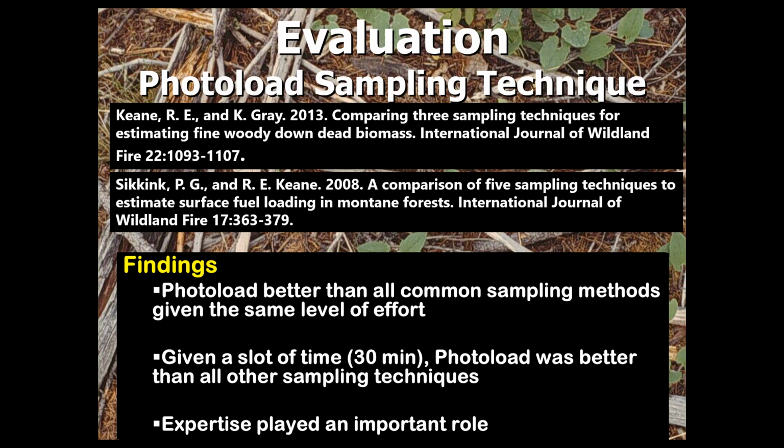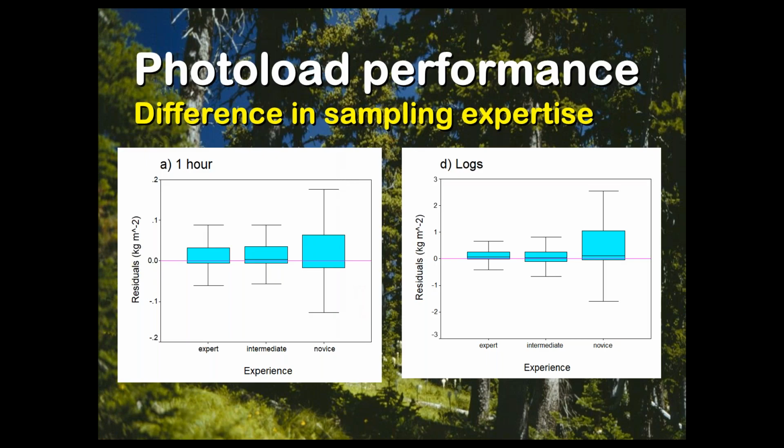In order to sample at the Photoload's level of accuracy, you would need over 1 kilometer of Brown's transects on a 400 square meter plot, which is almost impossible and very impractical. So given a slot of time, if you want to measure on a plot and you want to do everything in less than 30 minutes, Photoload was better than all sampling methods, and expertise played a huge role. Now let's do a deep dive into that just a minute.